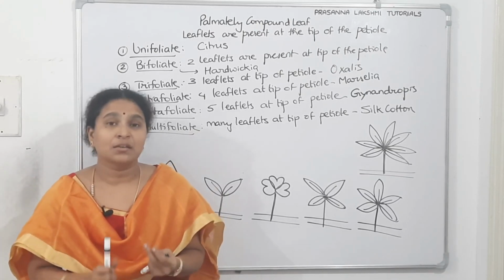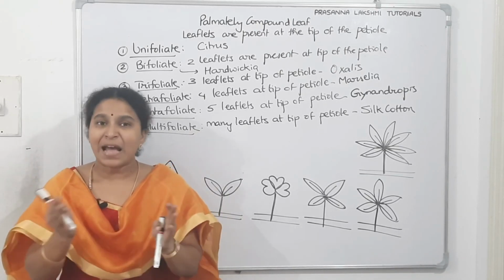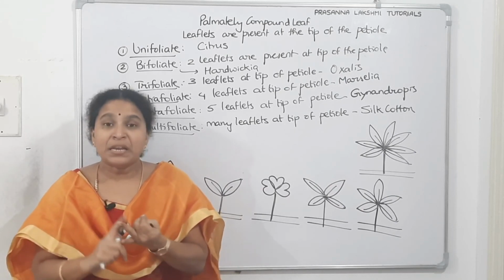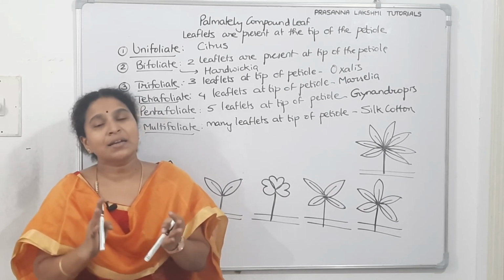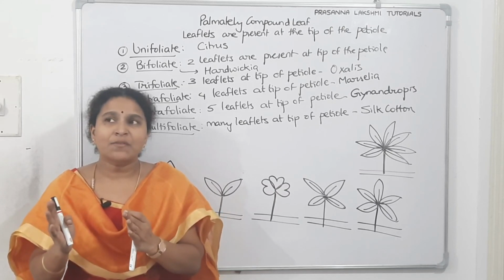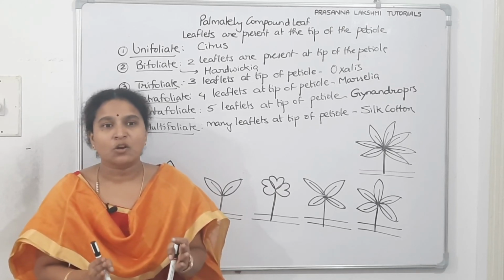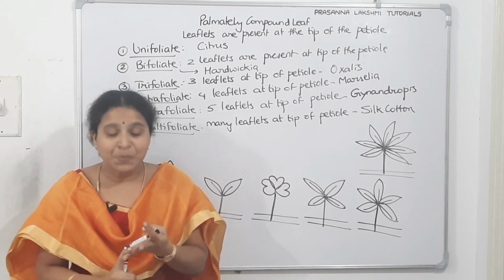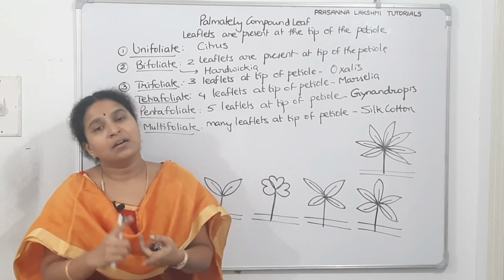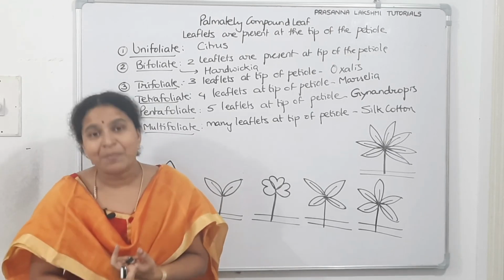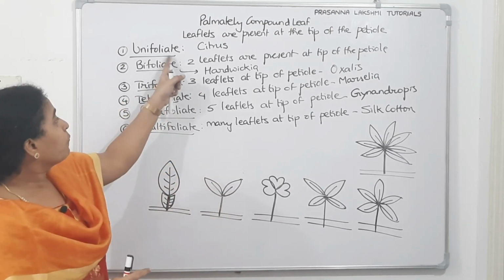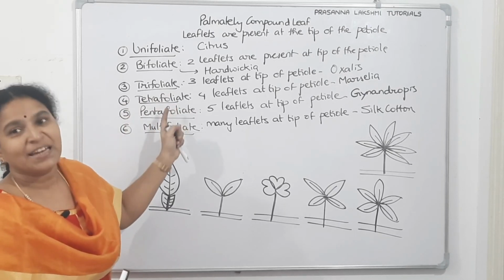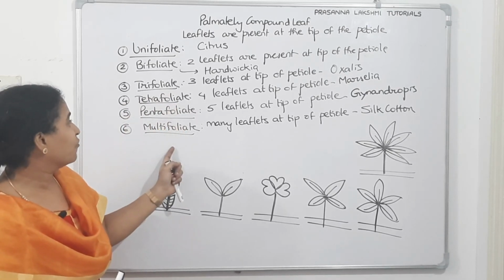So, we have seen types of leaf, simple leaf and compound leaf. In simple leaf, we have seen unlobed, pinnately lobed, palmately lobed. Under compound, we have seen pinnately compound and palmately compound. In pinnately compound, we divided unipinnate, bipinnate, tripinnate, decompound. Under palmately compound, we have seen unifoliate, bifoliate, trifoliate, tetrafoliate, pentafoliate, multifoliate.